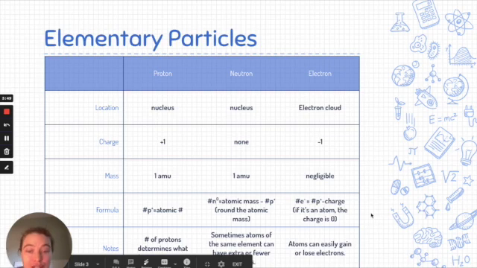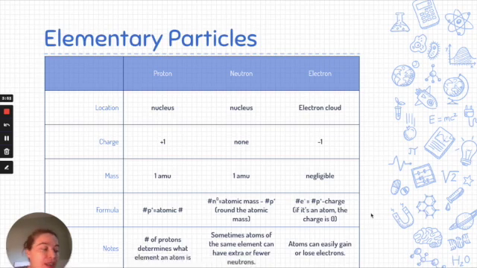For our electrons, typically speaking, if we have a neutral atom, the number of electrons is going to be exactly the same as the number of protons. Right now, we're just talking about neutral atoms, so this is going to be super easy. The number of electrons is equal to the number of protons. Easy peasy.